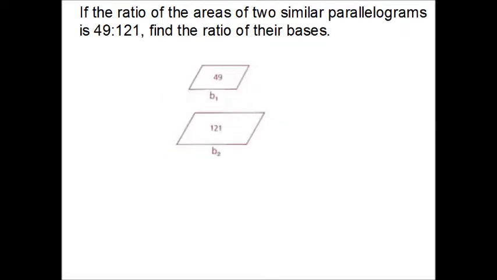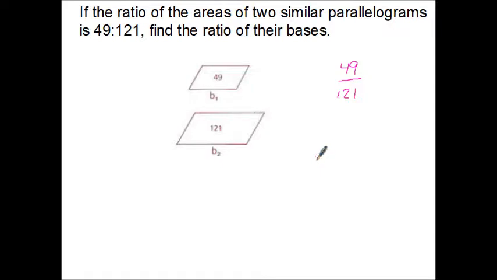Alright, now let's work backwards. If the ratio of the areas of two similar parallelograms is 49 to 121, find the ratio of their bases. So let's think about what we did. When we knew the sides, we squared them once it was in reduced form to get the area ratios. So let's work backwards. We know our area ratio is going to be 49 to 121. We want to think if it reduces, but it doesn't.